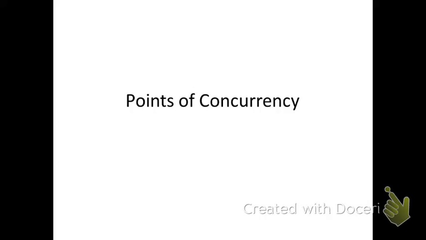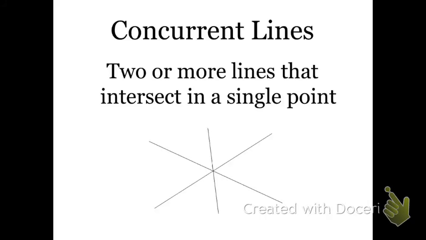In this video, we're learning about the 4 points of concurrency. Before we learn about points of concurrency, we need to understand what concurrent lines are. The definition of concurrent lines is 2 or more lines that intersect at a single point.